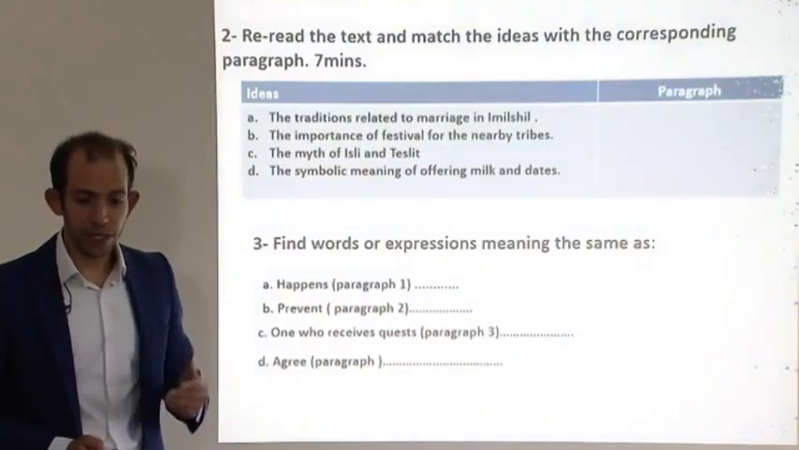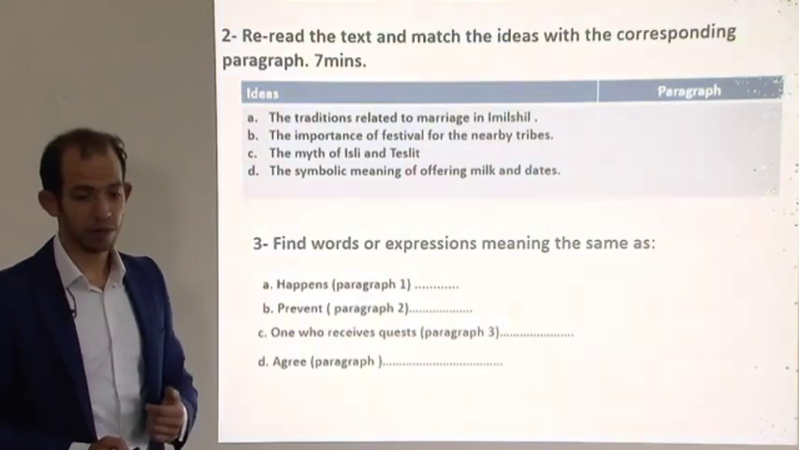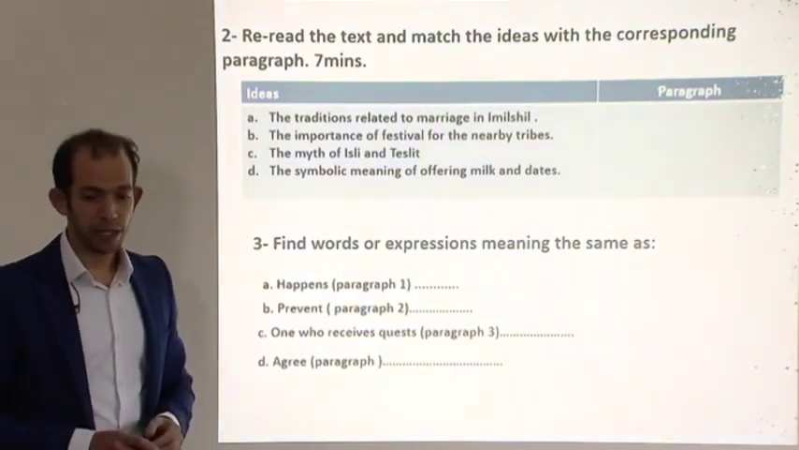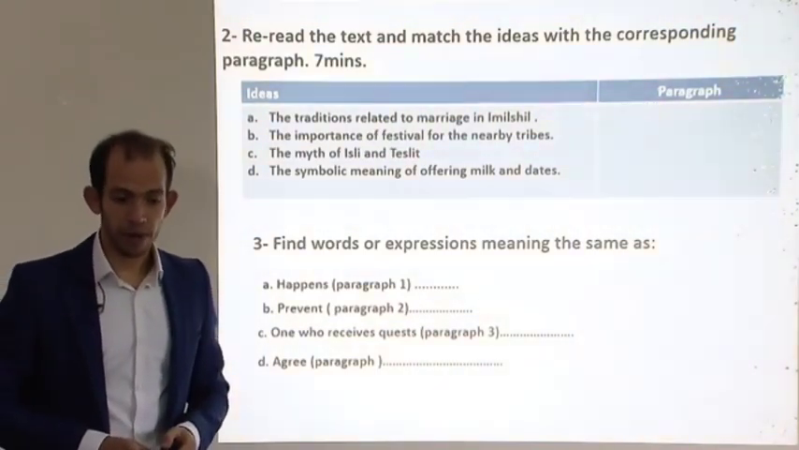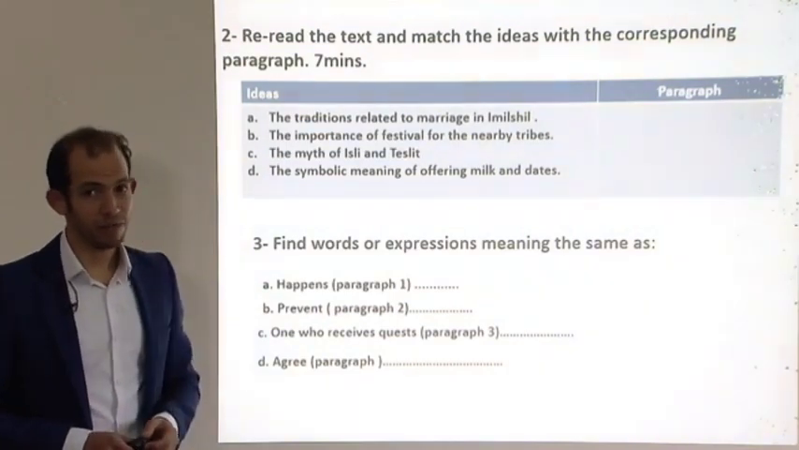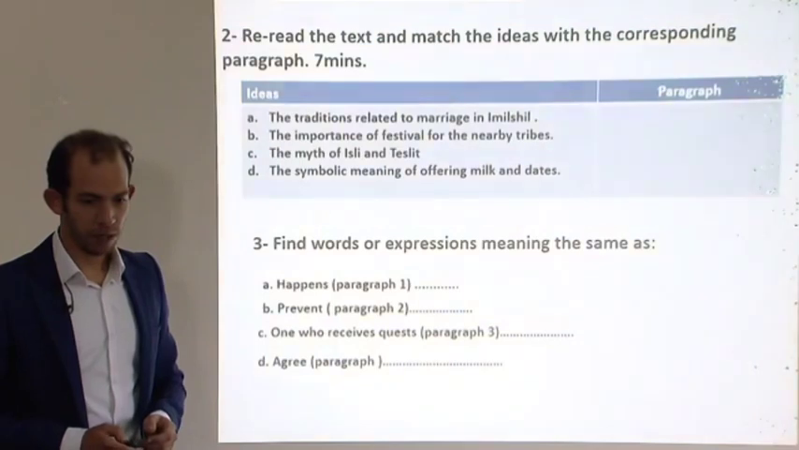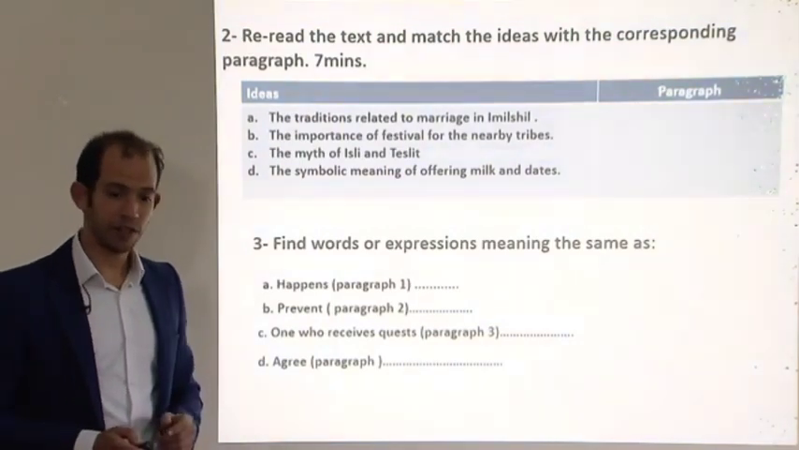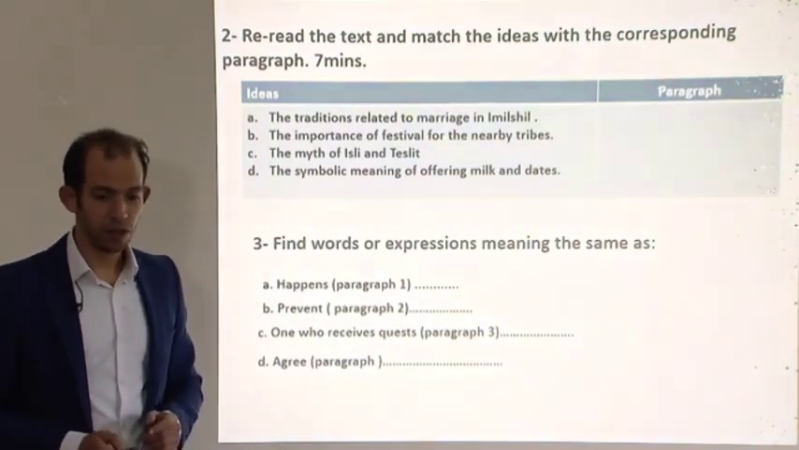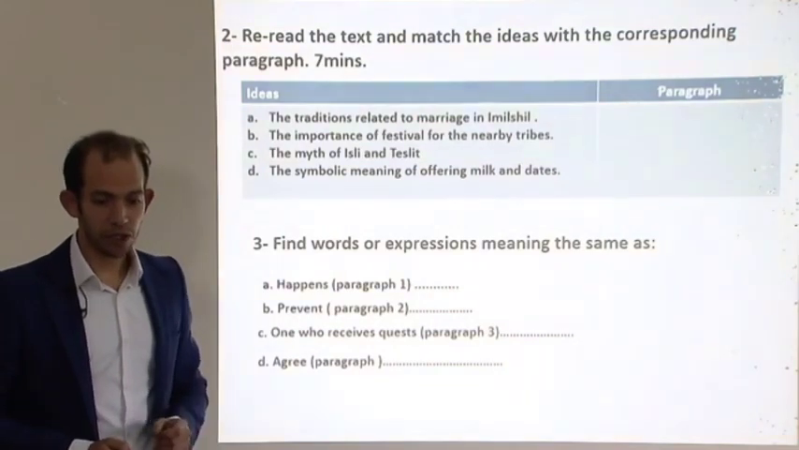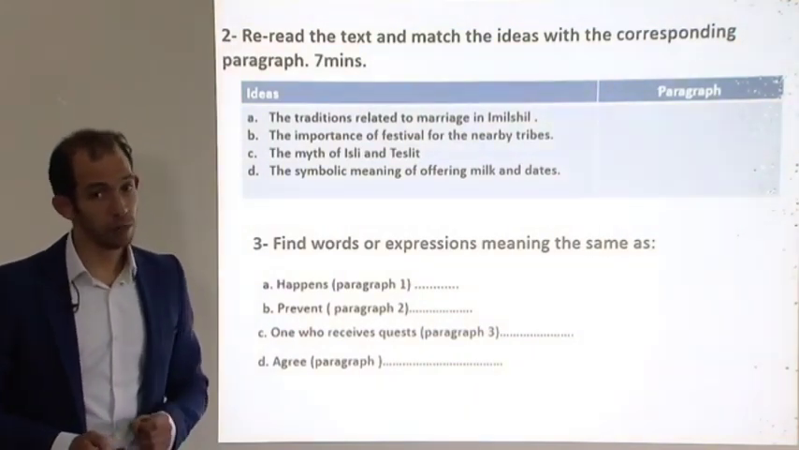So reread the text for a second time and match the ideas with the corresponding paragraphs. I give you 7 more minutes to do the task. So I suggest that you have done the exercises I told you to do. So the traditions related to marriage in Imelchil, in which paragraph?